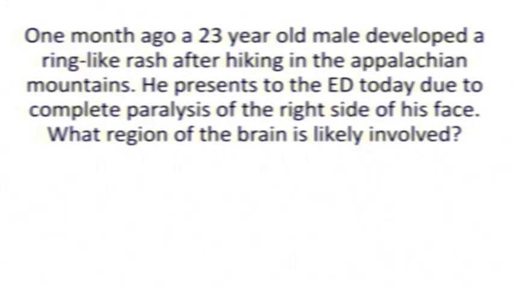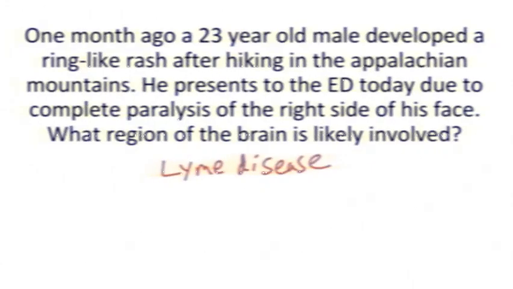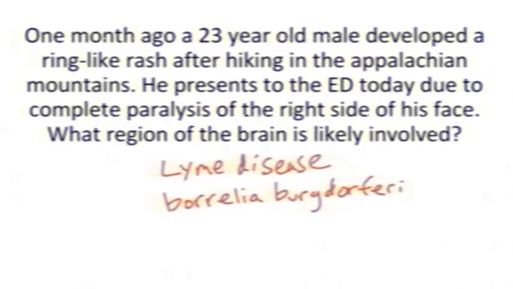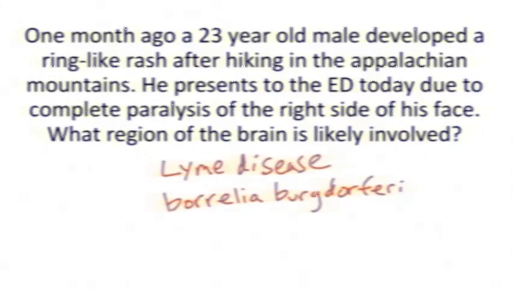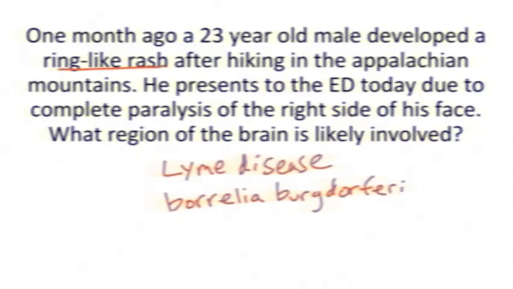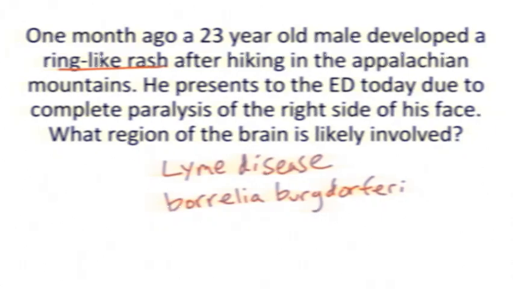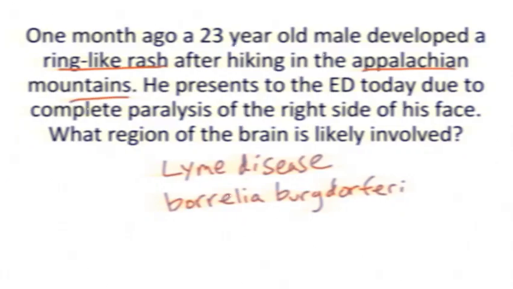From the question stem, hopefully you picked up on the fact that this patient has Lyme disease. Recall that Lyme disease is caused by a microbe called Borrelia burgdorferi, which is commonly transmitted by the Ixodes deer tick, which is prevalent in the northeastern United States. Stage 1 of Lyme disease commonly results in a ring-like rash. This rash is called erythema migrans, which our patient had after hiking through the Appalachian Mountains. Stage 2 of Lyme disease can result in facial nerve palsy.